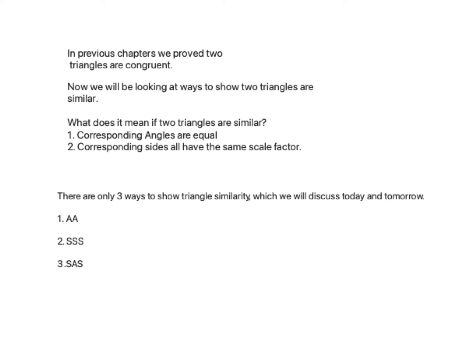And if two triangles are similar, that doesn't mean everything in the triangles are the same. The 2 things that are important, the corresponding angles are equal. We've already talked about that. And the corresponding sides all have the same scale factor. And there's only three ways to show triangle similarity. One is angle, angle. If two angles of two triangles are equal to each other, then they are similar to each other. And we'll look at that here. That's all we're going to look at today. The side, side, side, and side angle side will be for tomorrow.